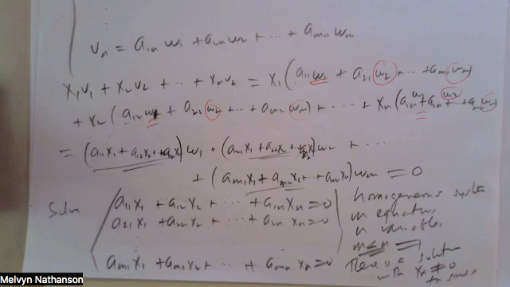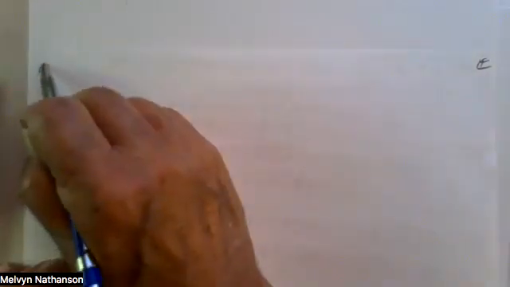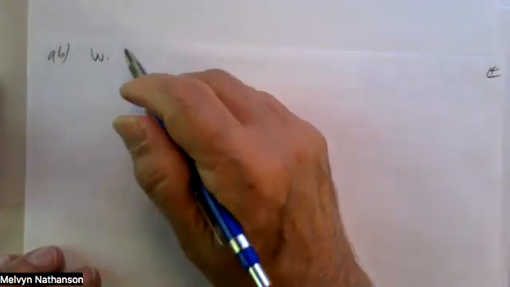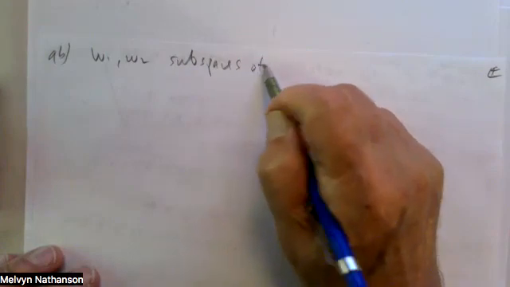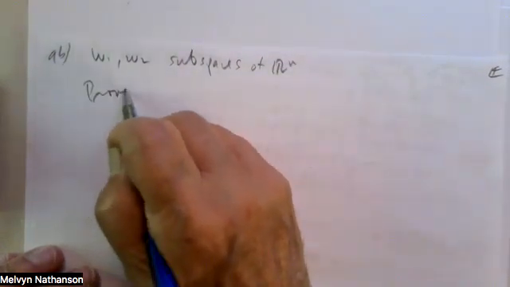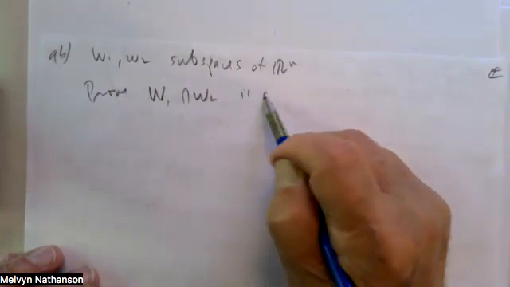Would you be able to do problem 9B? Sorry? Would you be able to do problem 9B? Yes. So 9B is you have W1 and W2 subspaces of Rn, and we want to prove that the intersection is a subspace.